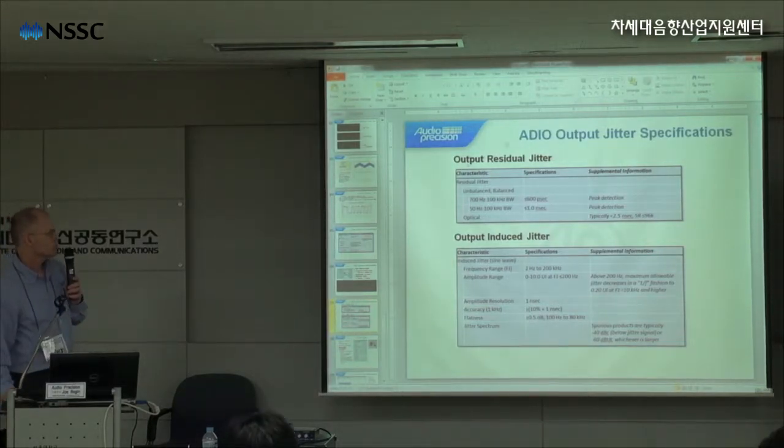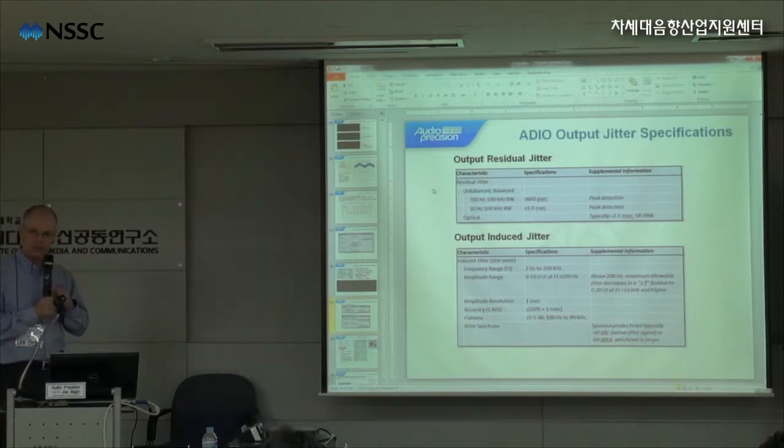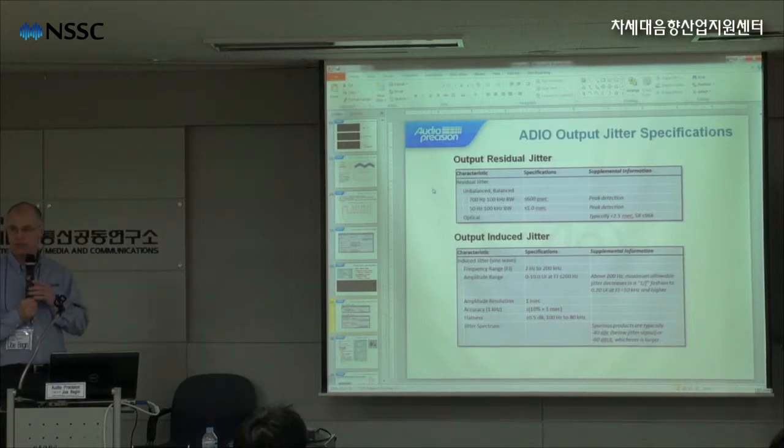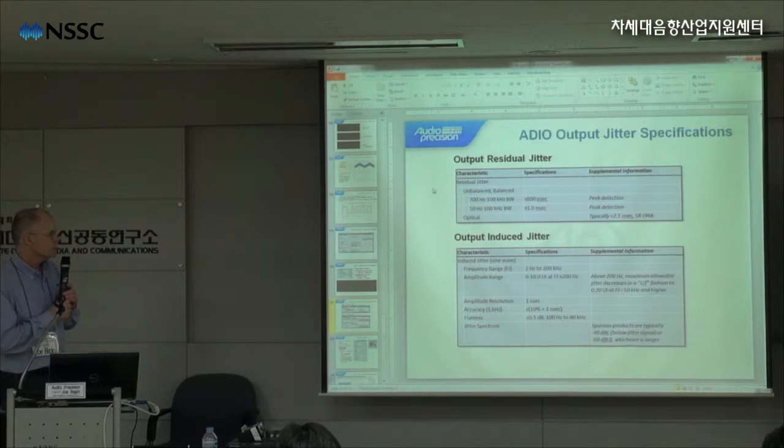The output jitter specifications. So the residual jitter is an estimate of how much jitter the instrument generates when it's not trying to generate jitter. For the unbalanced and balanced, from 700 hertz to 100 kilohertz bandwidth, there's less than 600 picoseconds of jitter. And from 50 hertz to 100 kilohertz, there's less than 1 nanosecond.